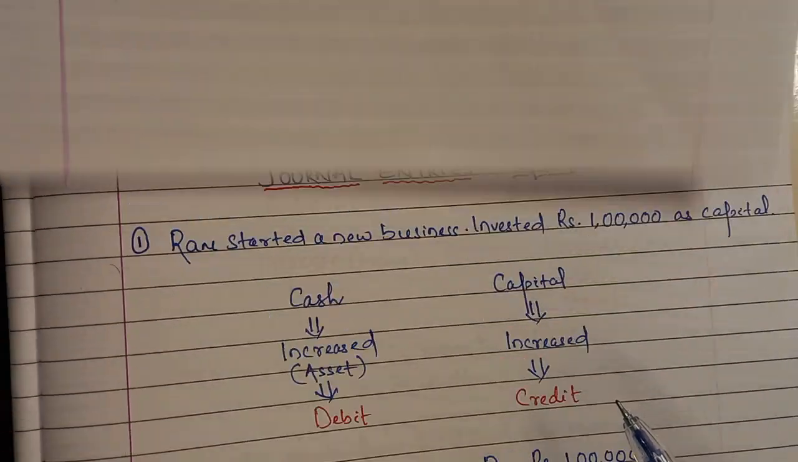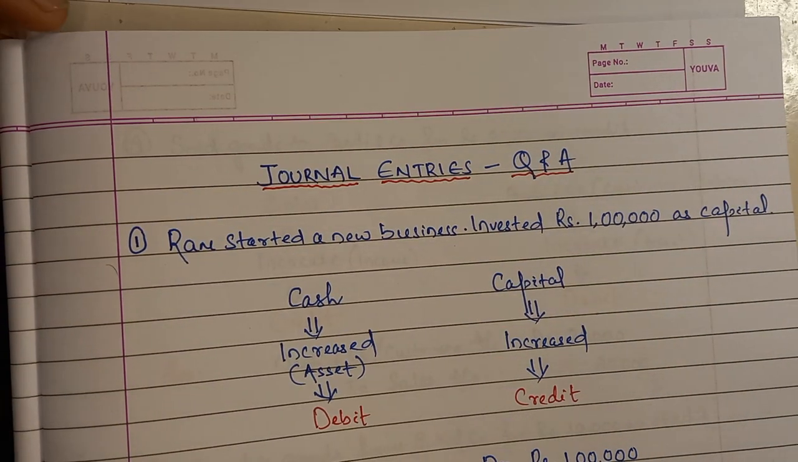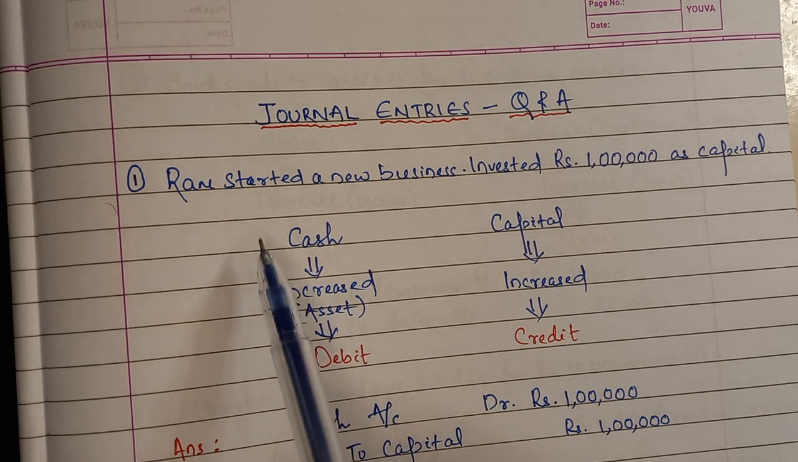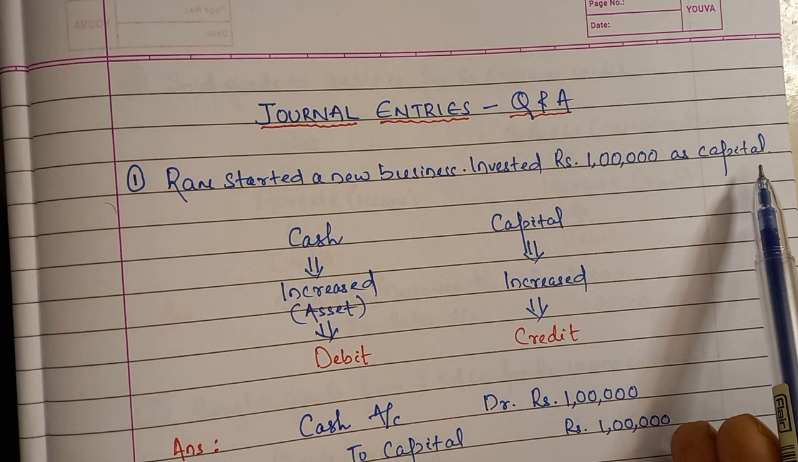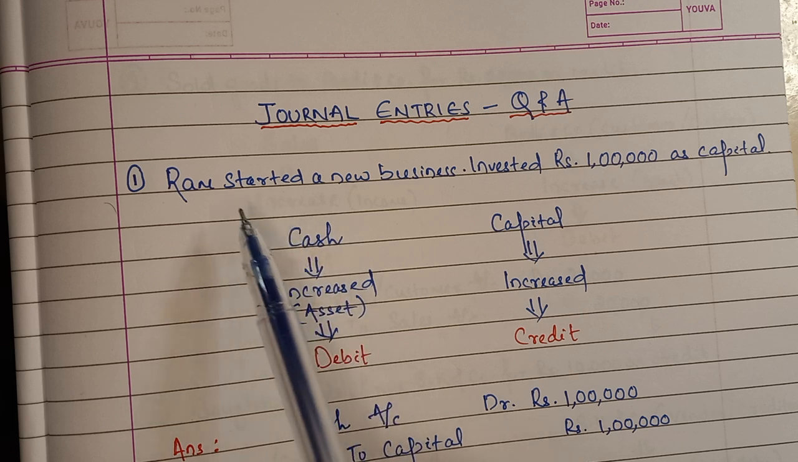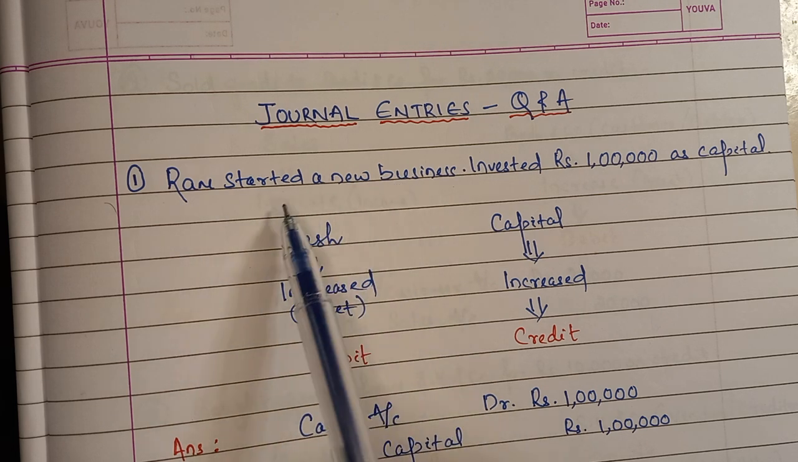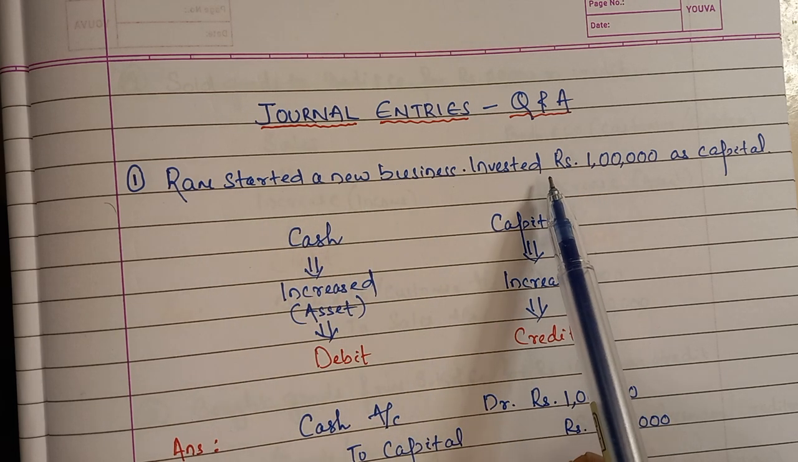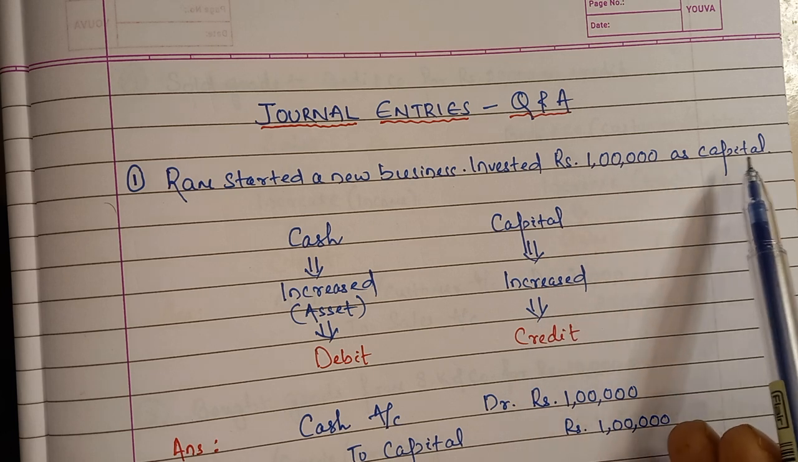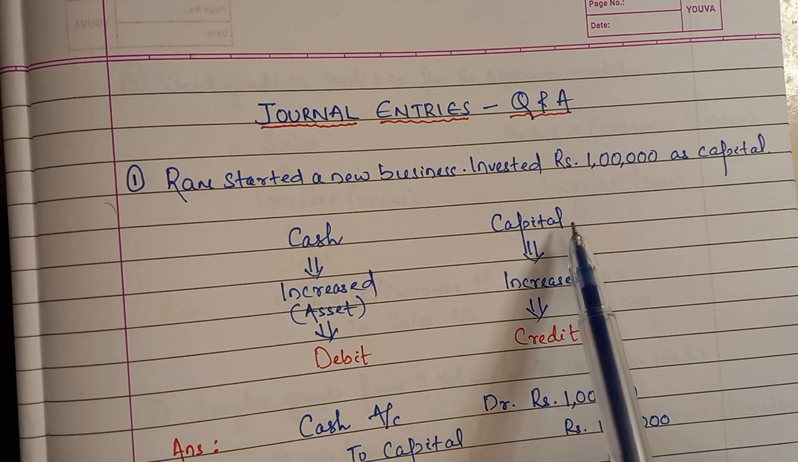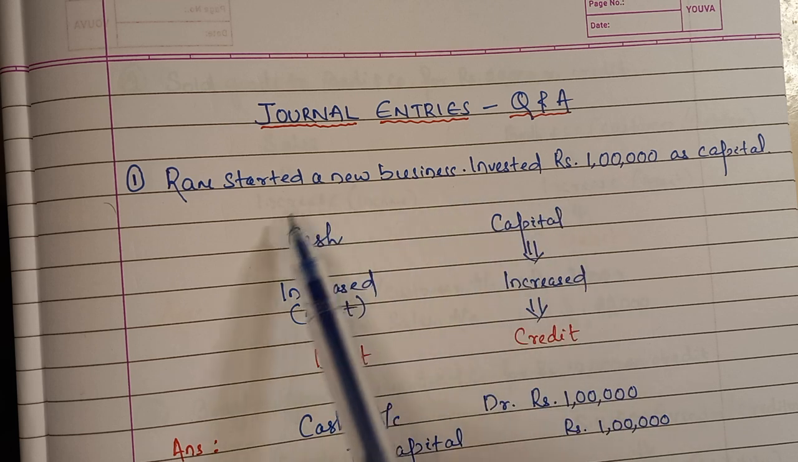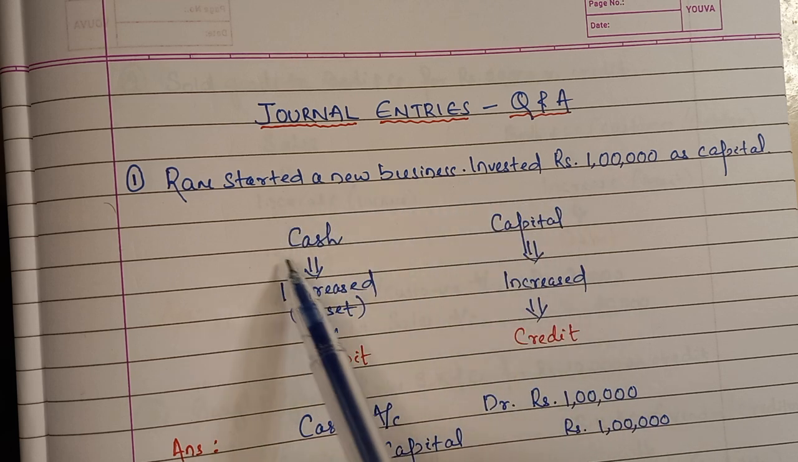Now let's get into the examples. Let's start with the first example. Ram started a new business, invested rupees 1 lakh as capital. Let's read it again. Ram started a new business, so Ram is starting a new business and invested 1 lakh rupees as capital. There are two items here, cash and capital. This is in the books of the business, right? We are recording the transaction in the books of the business.